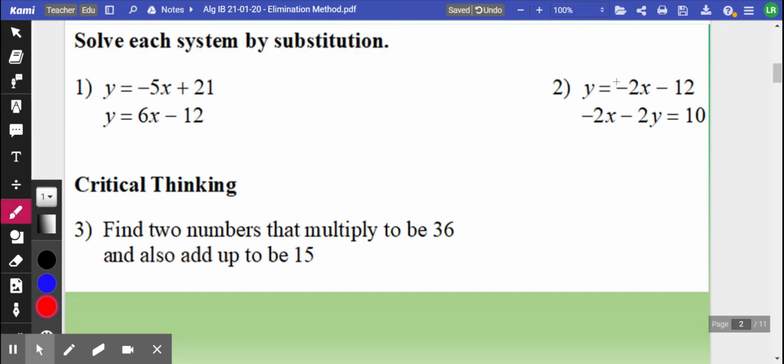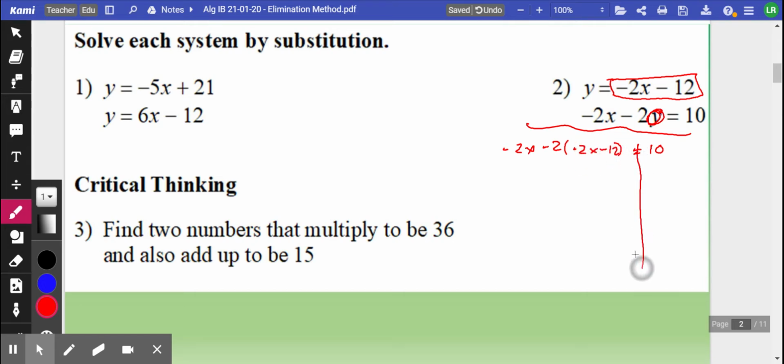Number two, the top one is solved. Okay, the bottom one is not. It says y equals, so I'm going to remove that y. And by removing that y, since it's in the middle, I'm going to use a parenthesis right there. So when I rewrite this, it's going to say negative 2x minus 2, I don't have this y, I put a parenthesis in its place, then equals 10. Inside the parentheses, I'm going to put that negative 2x minus 12.